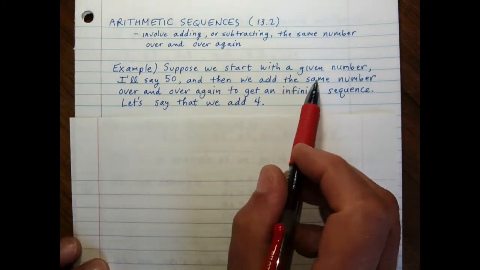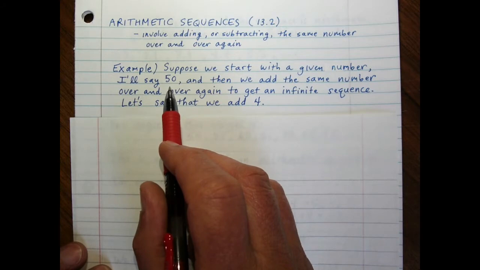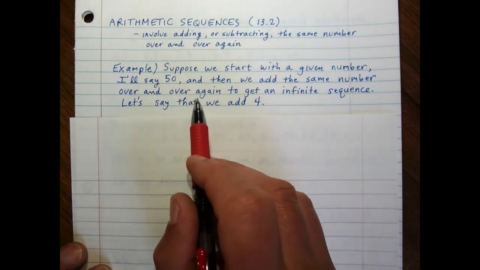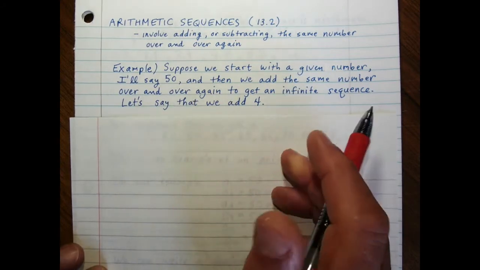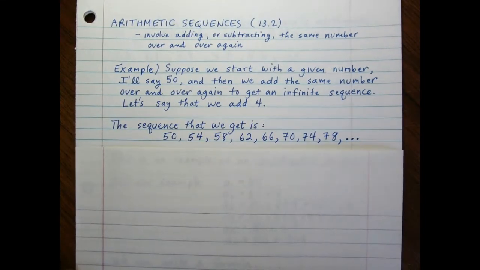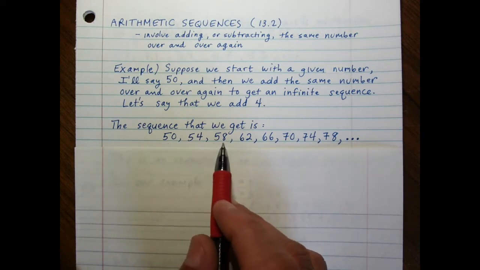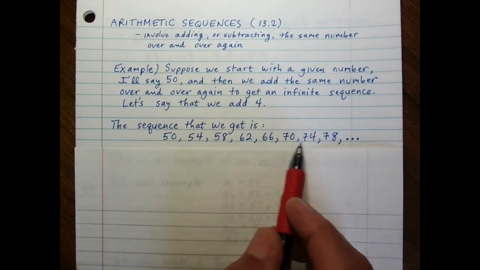Suppose we start with a given number, and I'm just picking 50 at random. And then we add the same number over and over again to get an infinite sequence. So let's just say that we add the number 4. The sequence that we get is 50, 54, 58, 62, 66, so on and so forth.